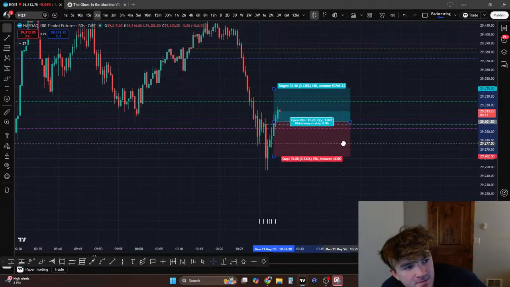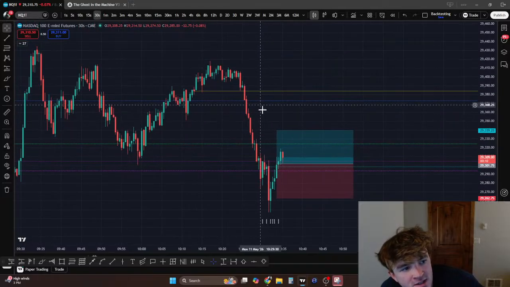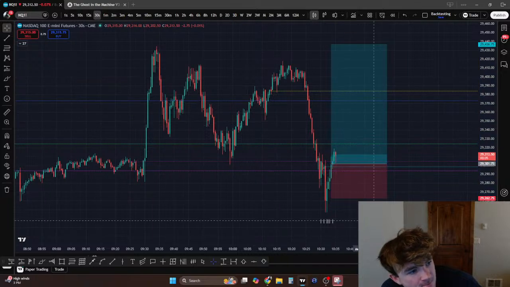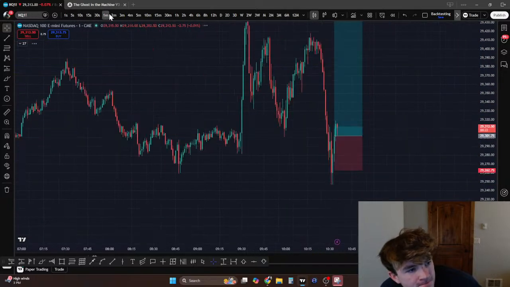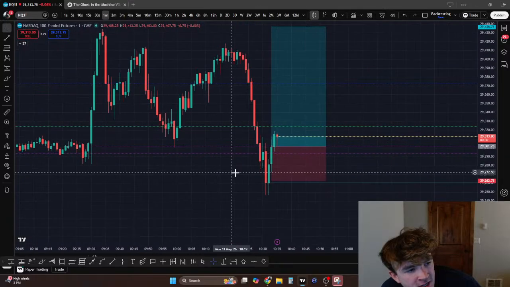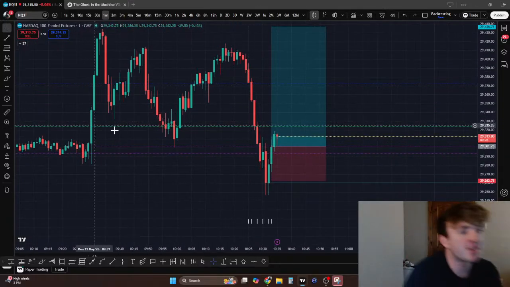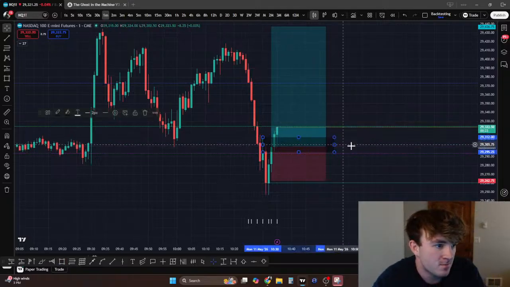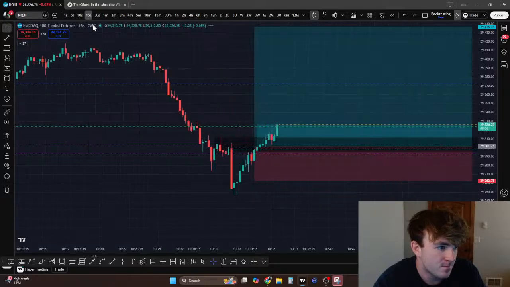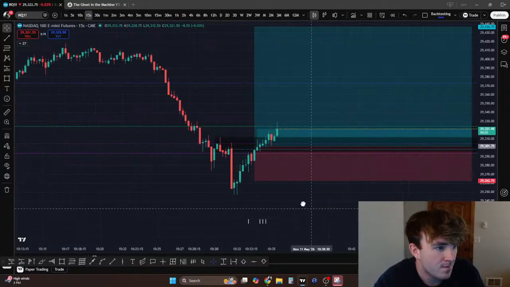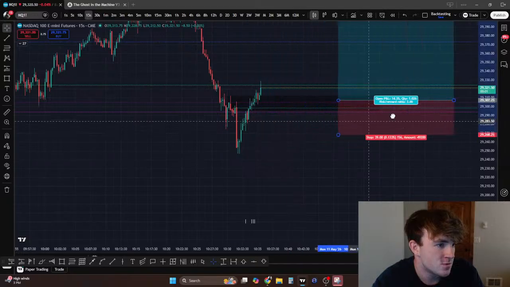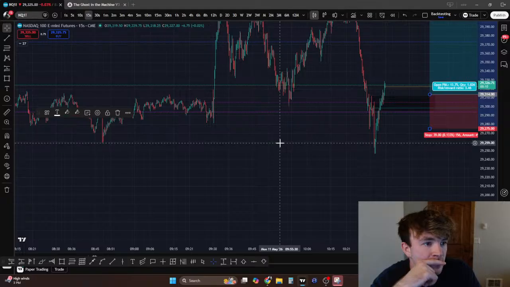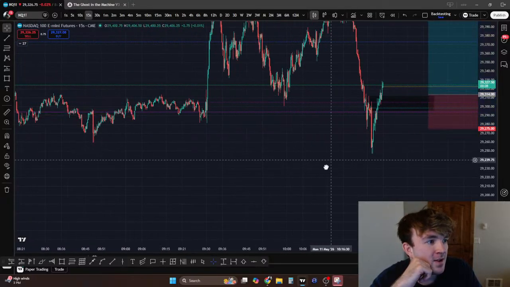Right, this is like a change in state of delivery type trade. Hydra would take something like this, I would think. 1 minute change in state. We're utilizing this breaker here. Okay. But we've finally swept out all the lows.